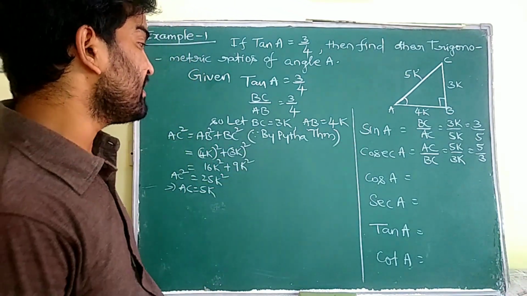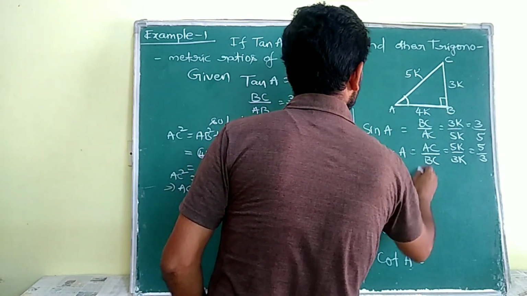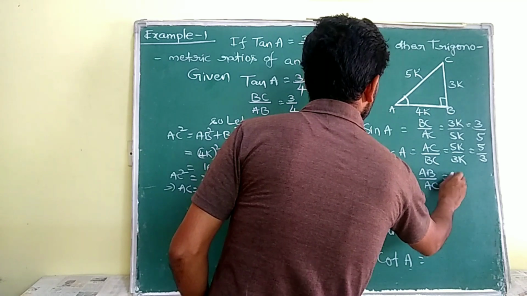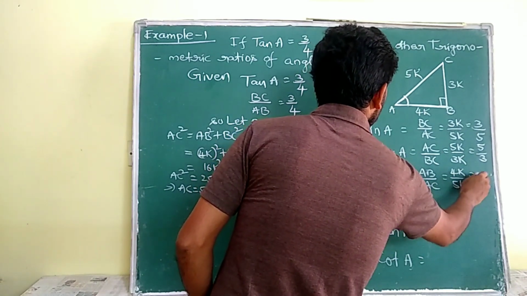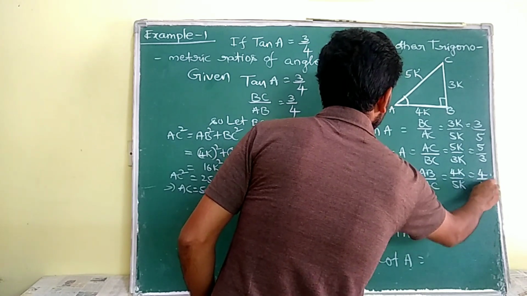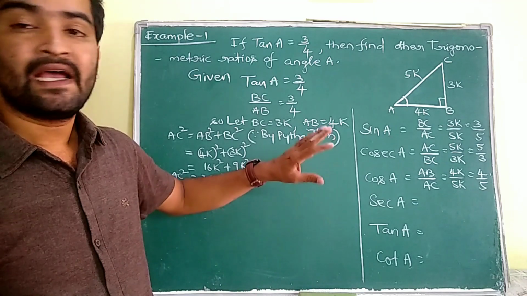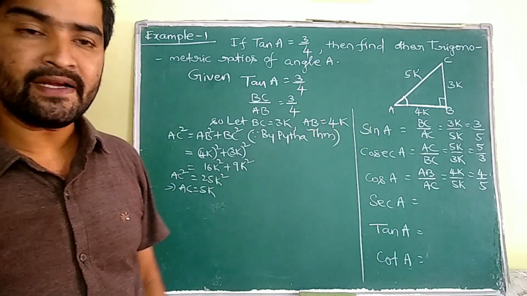Now cos A means A's adjacent side. To this A the adjacent side is AB. So that is why AB by hypotenuse AC, that is equal to 4K by 5K, that is equal to 4 by 5. Okay, that is cos A. Secant A means reciprocal value of cos A. That is, I may write 5 by 4.